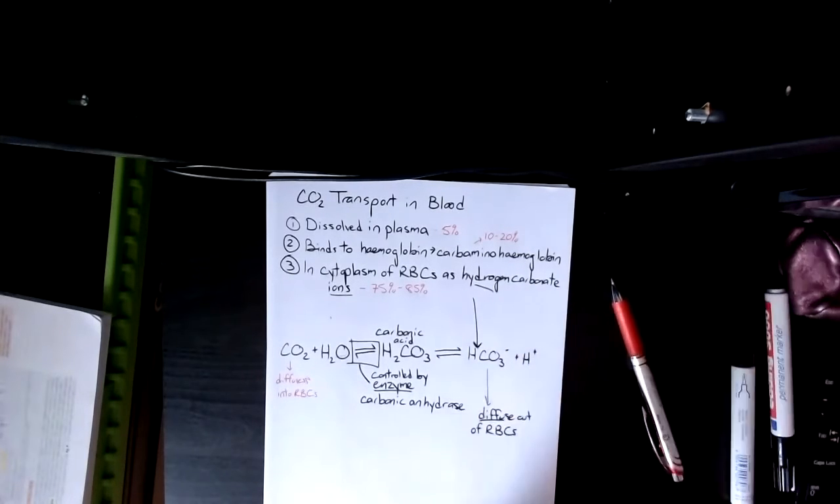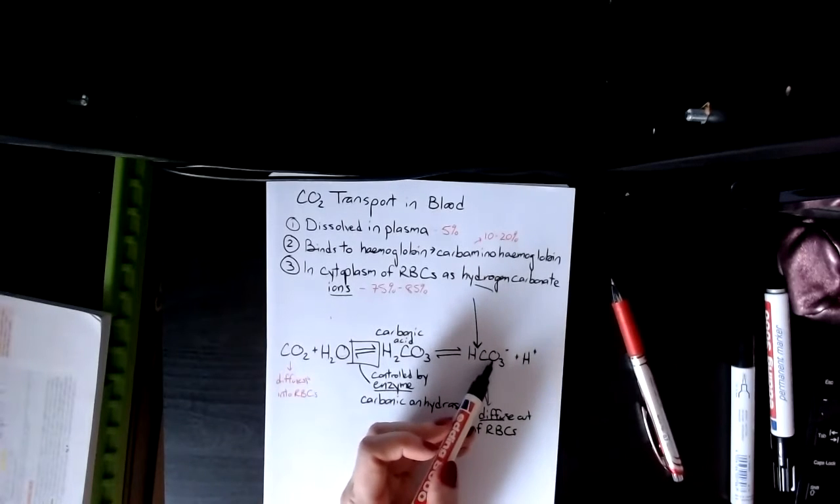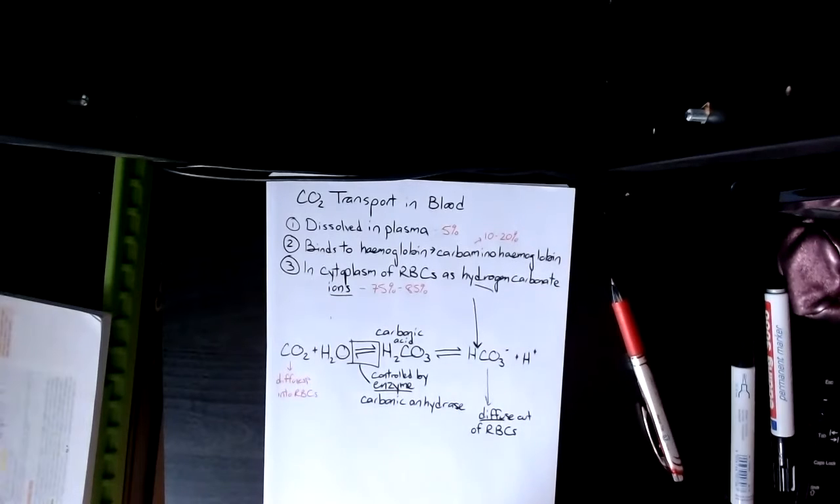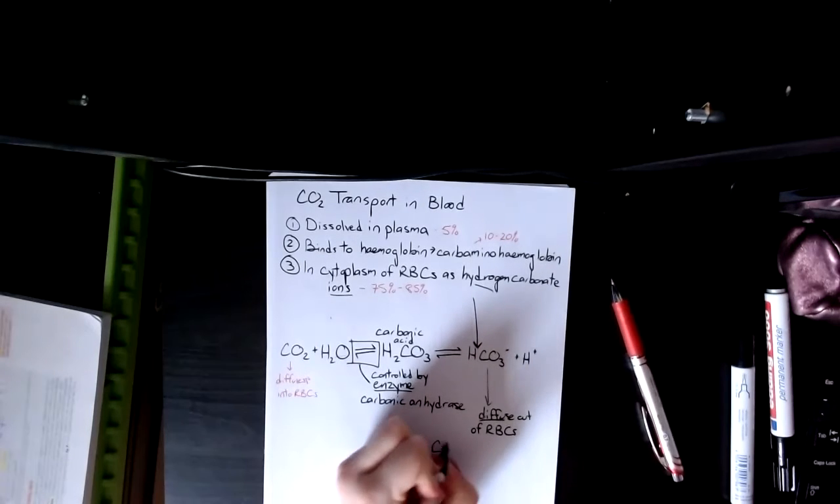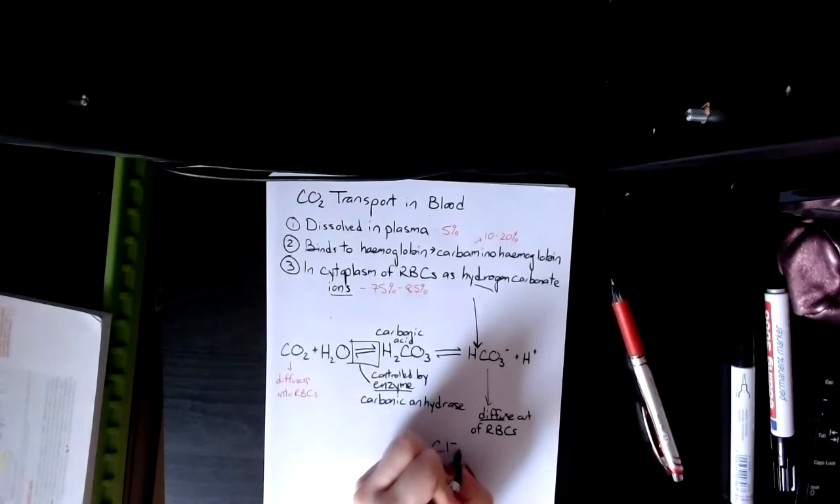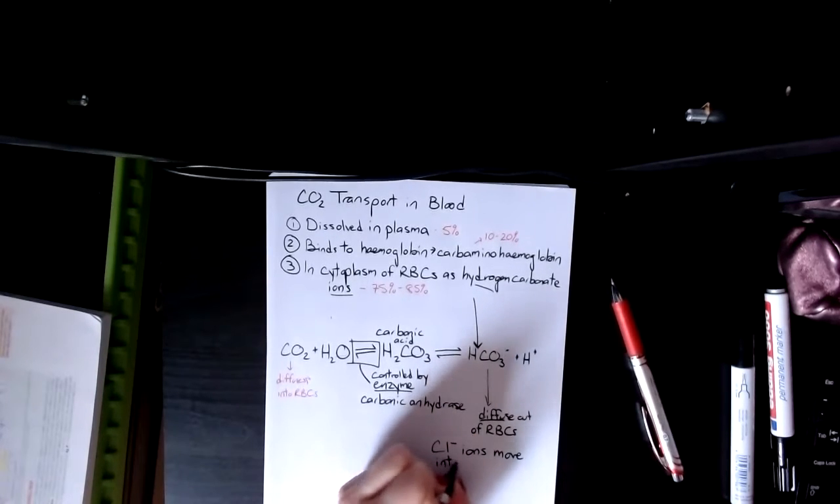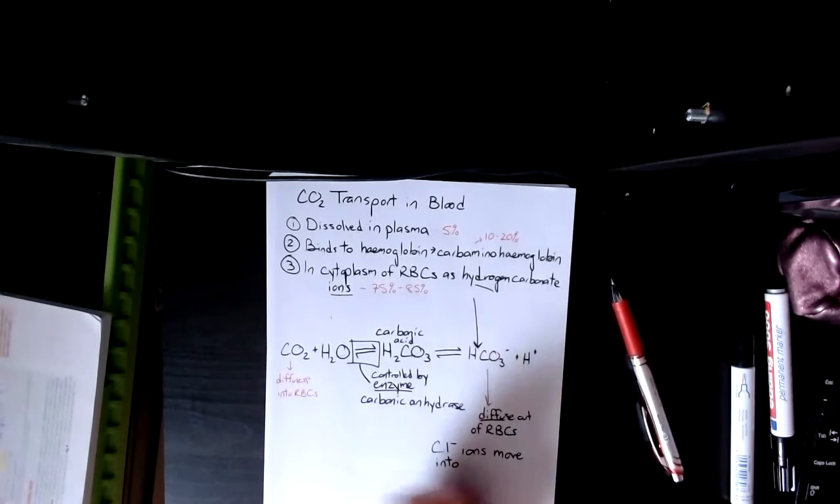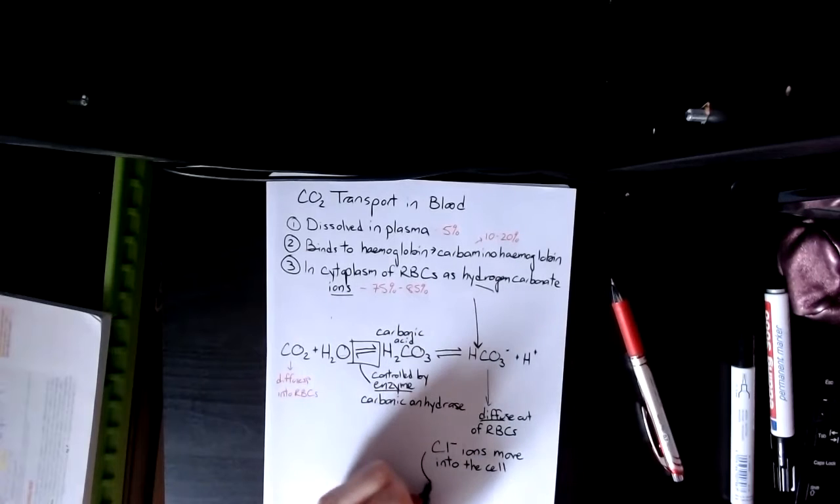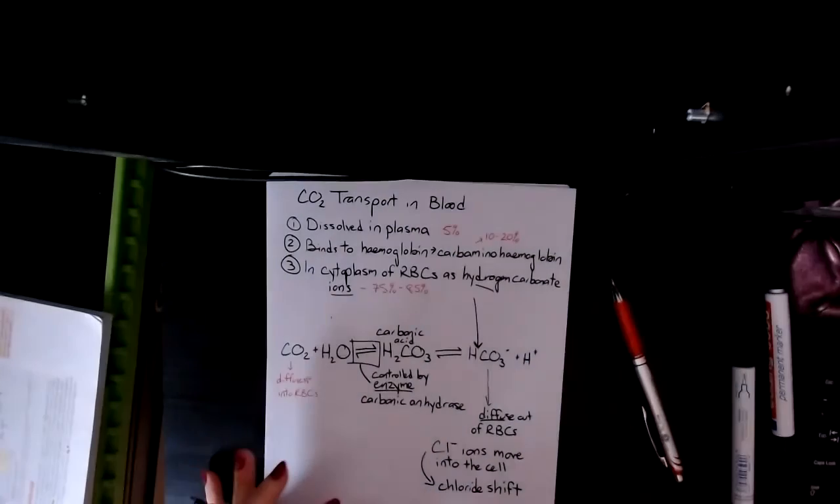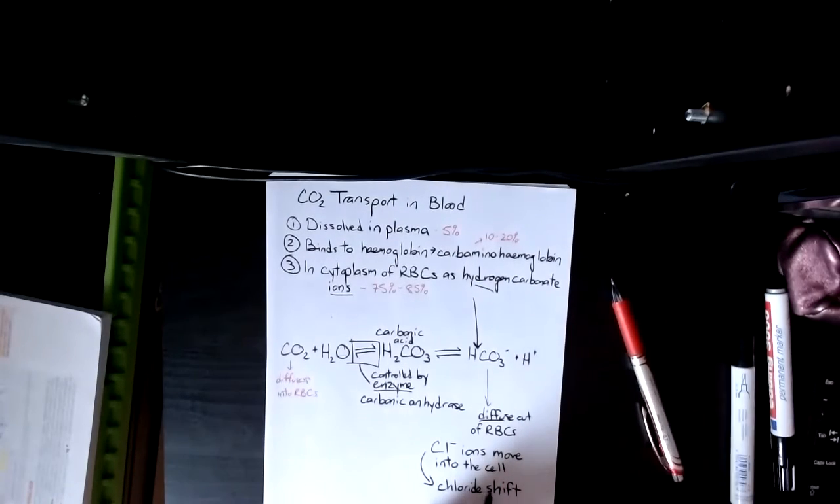And so in order to combat that, if you have negatively charged ions moving out of the cell, you need to have some sort of negatively charged ion moving into the cell. And that's exactly what happens. The idea is that you have chloride, which is also a negatively charged ion. So chloride ions are going to move into the cell in order to maintain the proper balance of charges and pH. And the idea of these chloride ions moving in is called the chloride shift. Okay, and so they're moving into the cell from the plasma.